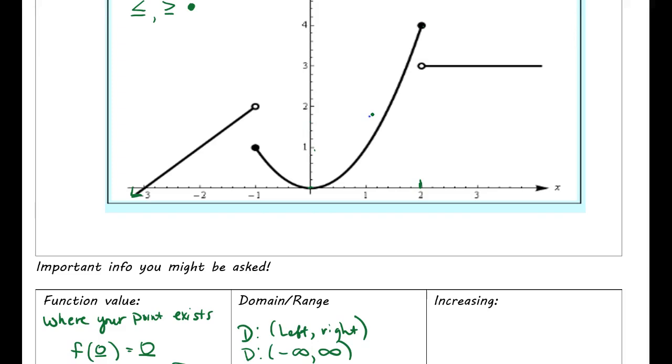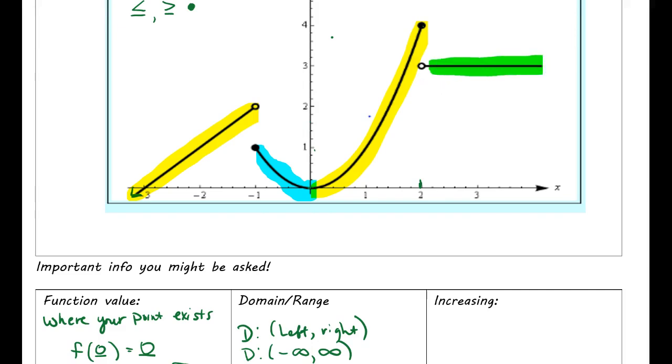So increasing, this would mean when you read a graph left to right, just like you're reading a book, when is the graph increasing or going up? So as you go left to right, it's definitely increasing from here to here. This looks like it's going down, so I would not call that increasing. I'd call that decreasing. But then right here at 0, it starts to go back up. So that would be increasing again. And this guy over here, this is neither increasing nor decreasing, and that's what they call constant.